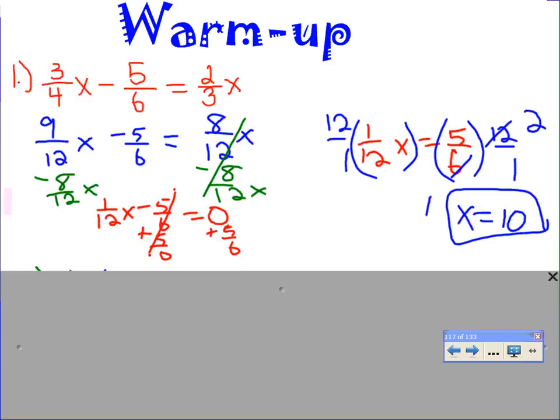Okay, here's number one. The first thing that you needed to do was find a common denominator with 3/4 x and 2/3 x, because those are the two terms that you'll have to combine.